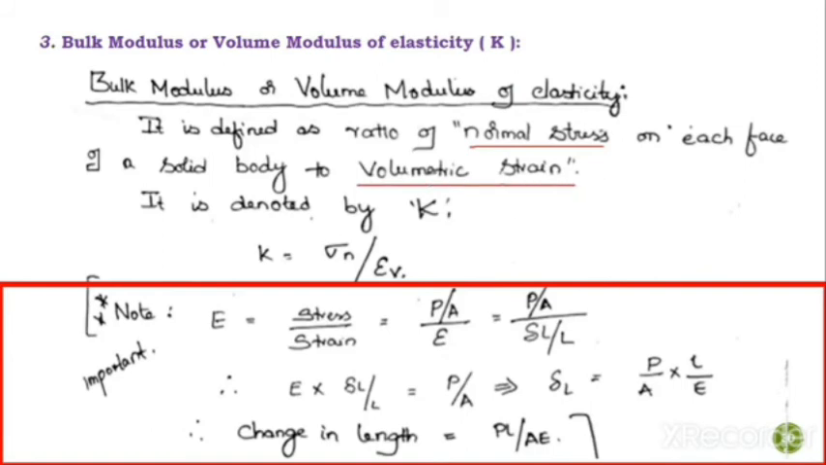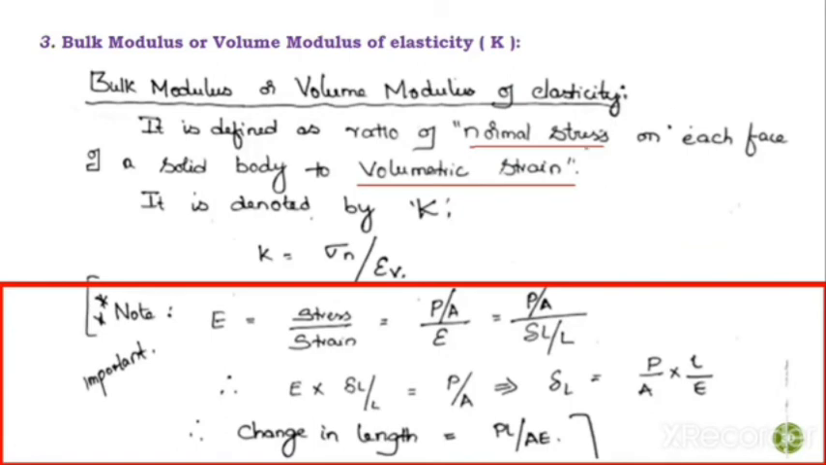The formula is the same, stress by strain, but what is different here is that the bulk modulus is defined as the ratio of normal stress divided by volumetric strain. It is the ratio of normal stress and volumetric strain. So that is why we have three moduli: Young's modulus, bulk modulus, and rigidity modulus, because the stresses are not the same.